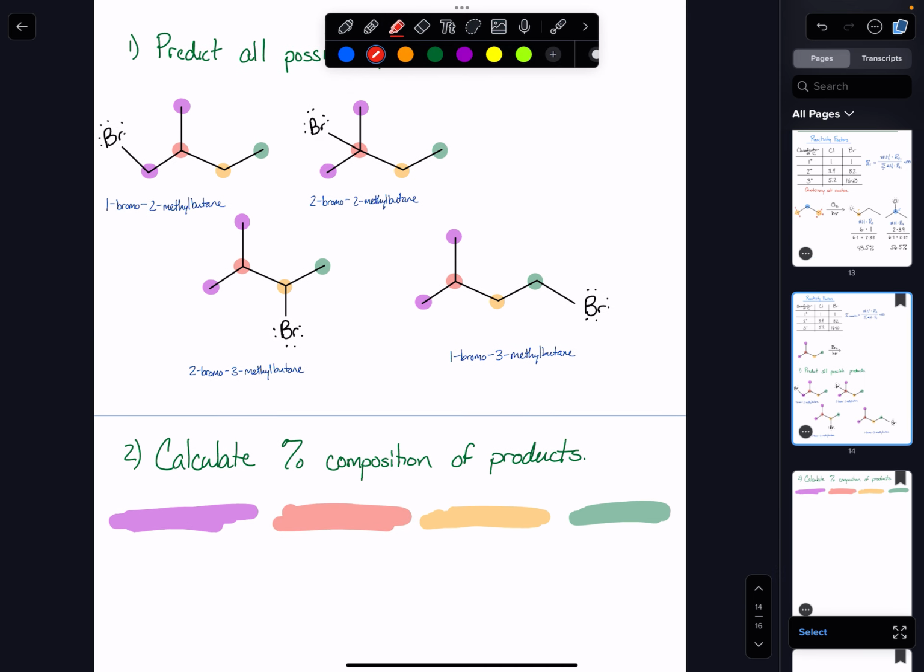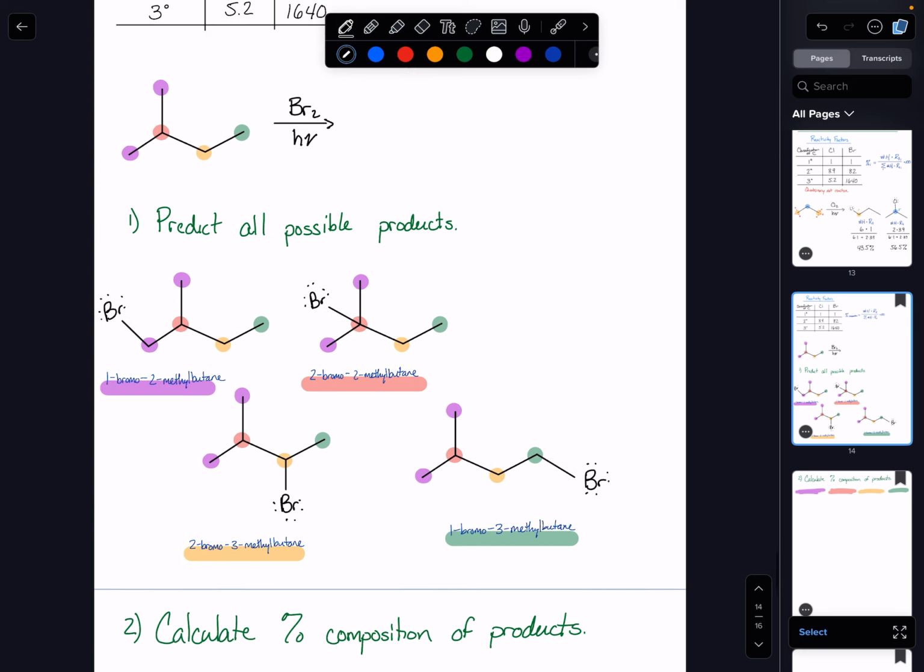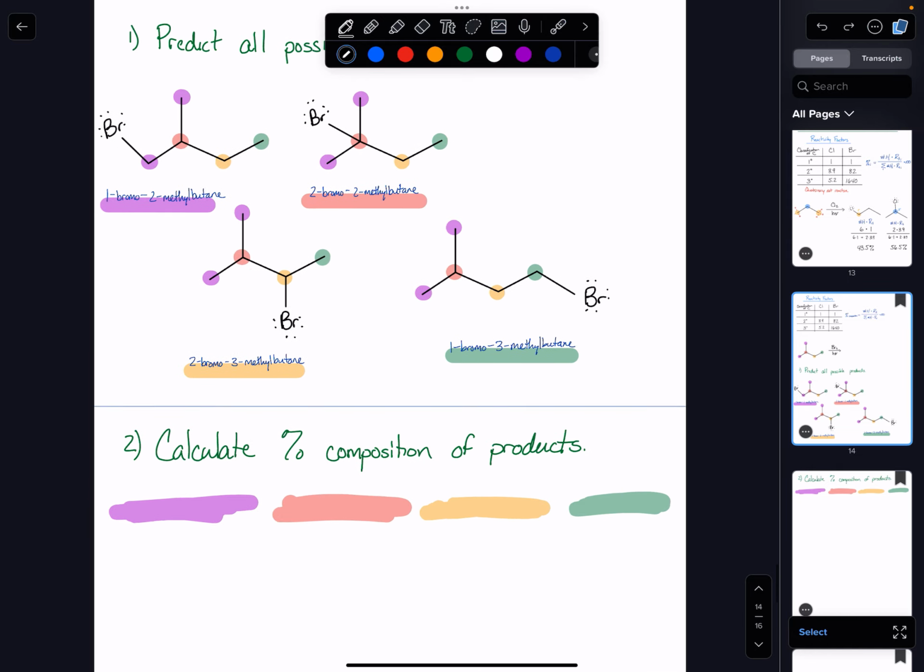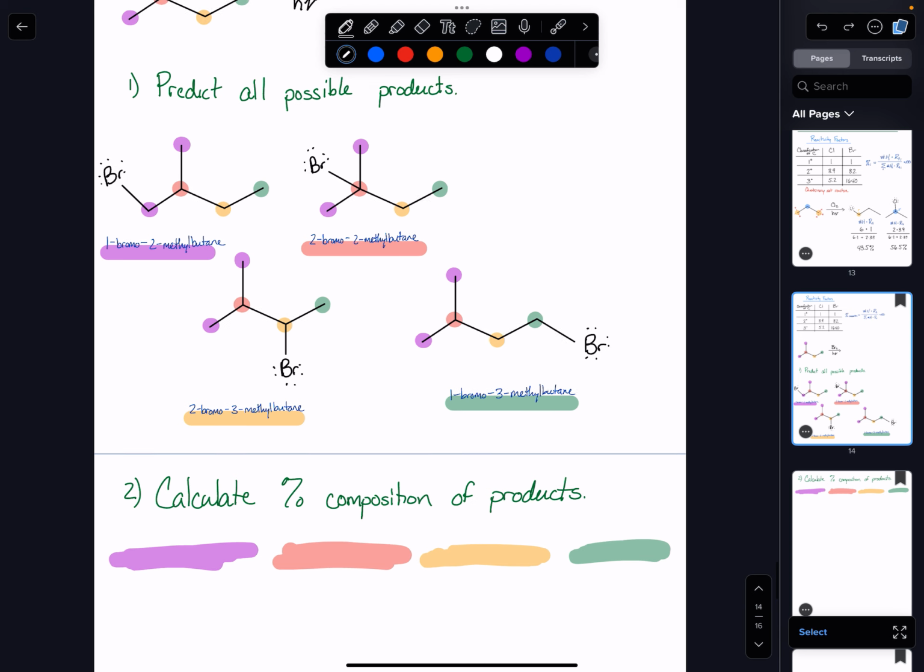I guess to be clear, by purple, I mean when I added bromine to the purple carbon. My red group is this product here, the 2-bromo-2-methylbutane, when I added my bromine to the red carbon. Here's when I added the bromine to the orange carbon, and when I added my bromine to my green carbon. So I'll have 4 different groups, and for each one in our calculation, we need the number of hydrogens in that group times the reactivity factor of that group.